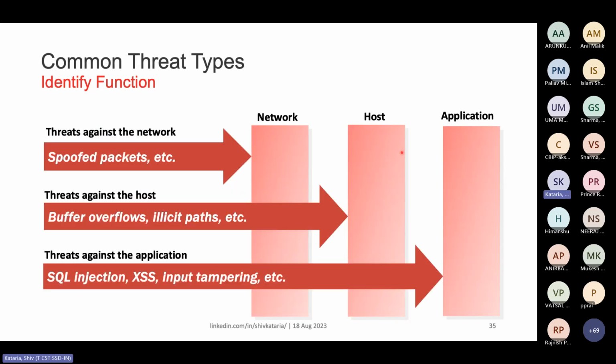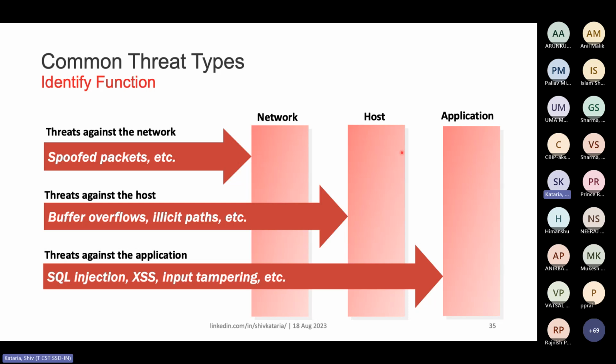So the common threats that we could see come from three different areas: either the network side, the host side, or the application side. On the network side, somebody can actually spoof a packet. Spoofing basically means fiddling with the original packet, and the system will just think, okay, some legitimate user is sending the packet to us, but it is the malicious actor who is sending the traffic to the network.